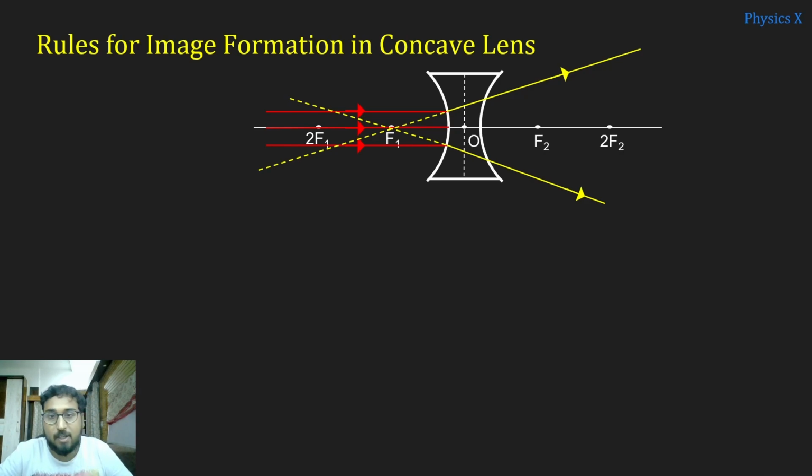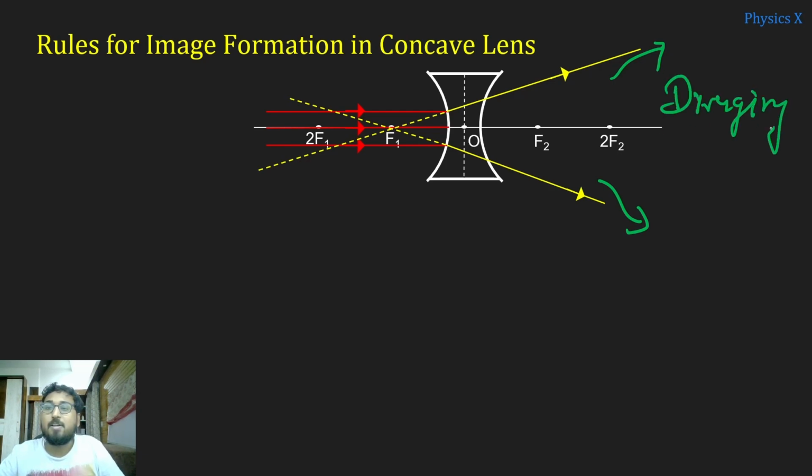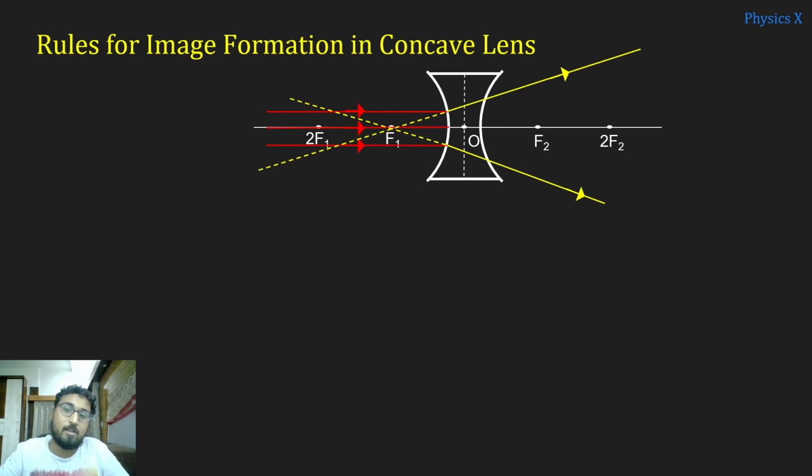Now the thing to observe is that when the rays of light were coming parallel to the principal axis, these rays of light are diverging. So that is why this concave lens is sometimes called a diverging lens, because the refracted rays are diverging. Sometimes if a question mentions a diverging lens having a focal length, you need to understand that that lens is a concave lens only, right?